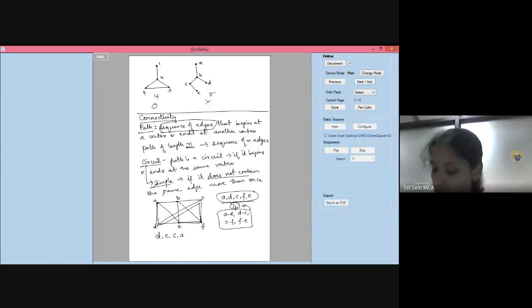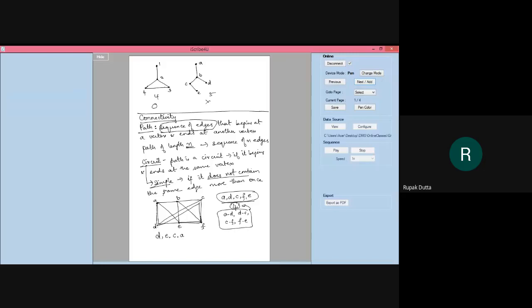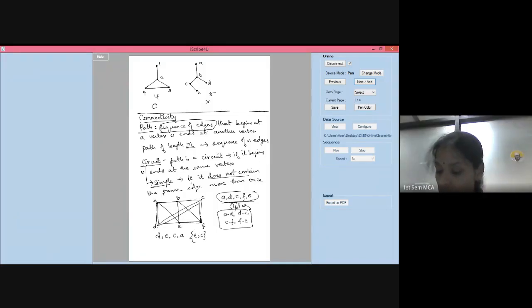D, E, C, A. Is it a path or not? Tell me. D, E, C, A. Is it a path? No, ma'am. Why not? Ma'am, because E and C are not connected. EC is not an edge, therefore you cannot call it a path.